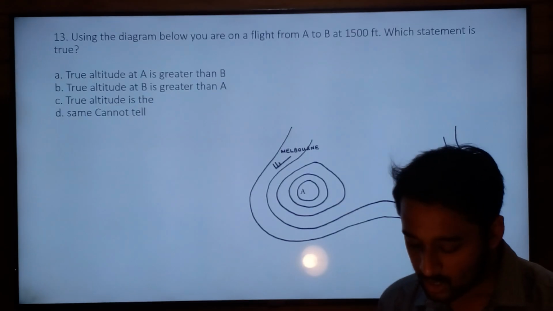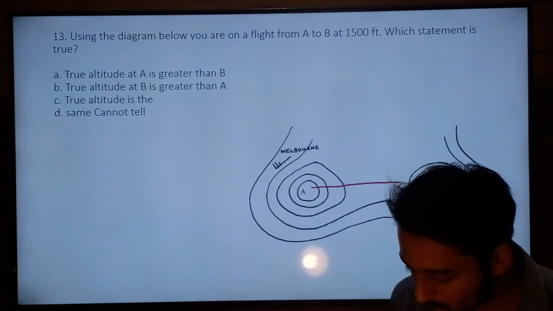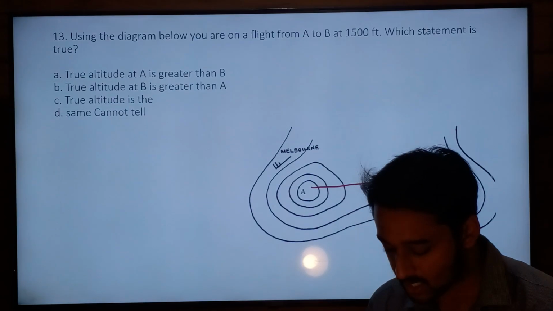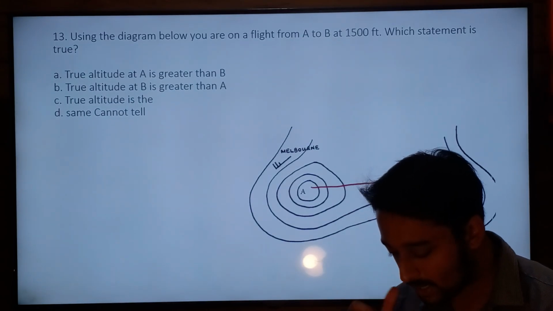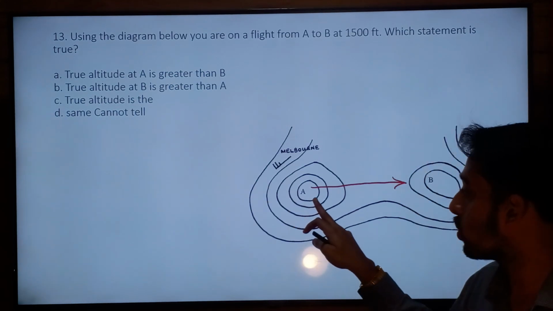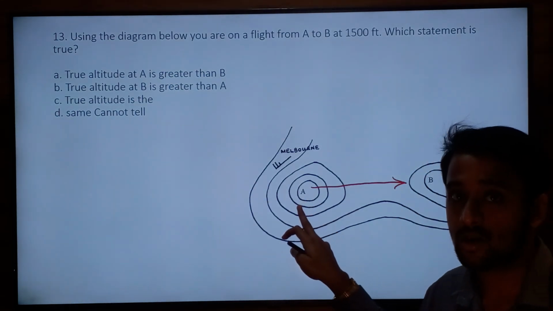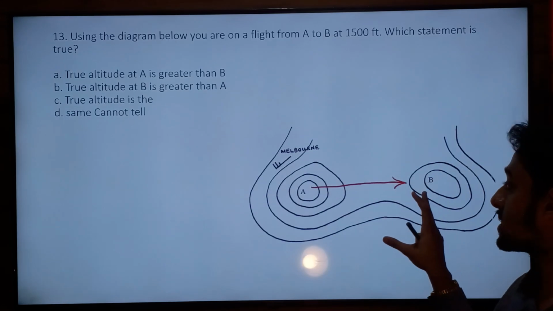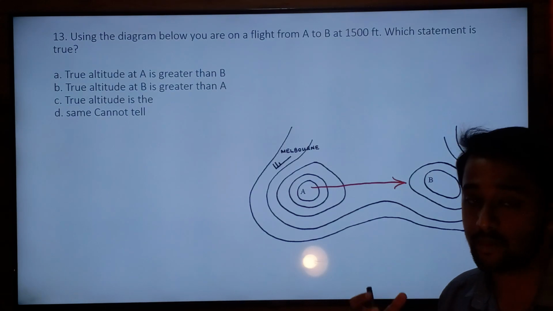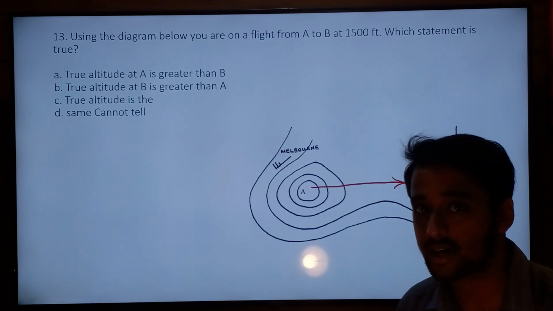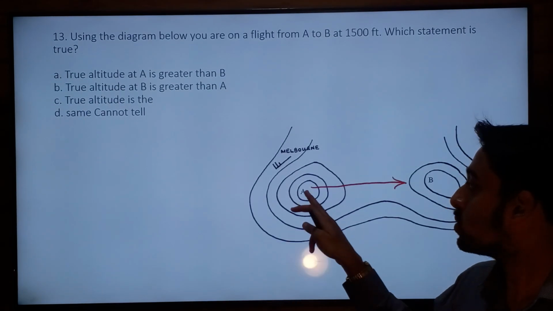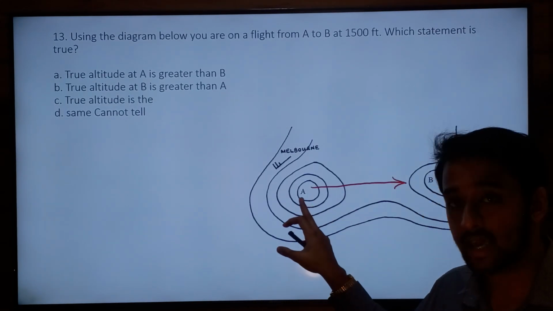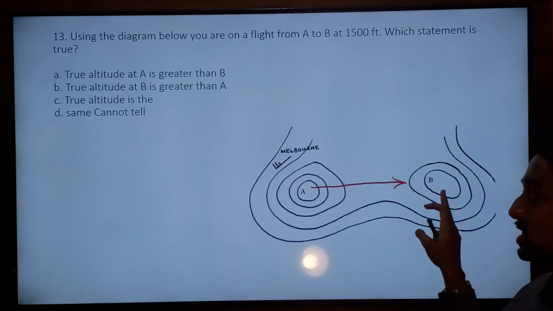Question 13. You are flying from A to B at 1500 feet. Which statement is correct? Now look at the isobars at location A. The isobars are close together. That means we have a steep pressure gradient, and the isobars here are far away from each other, so the pressure gradient there is weak or slack.